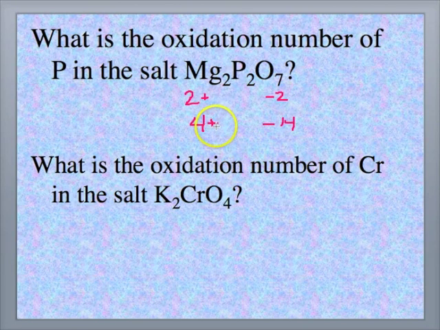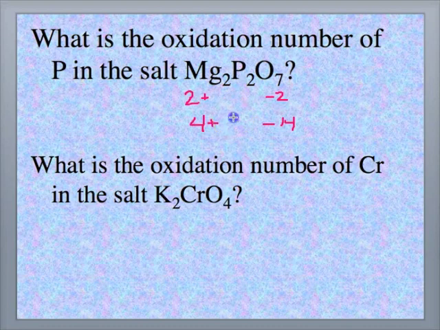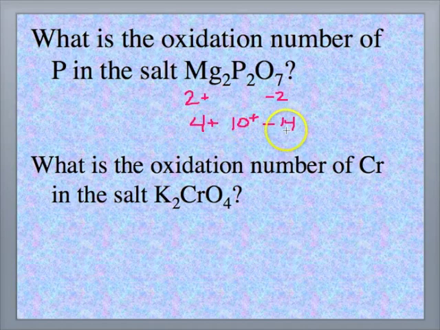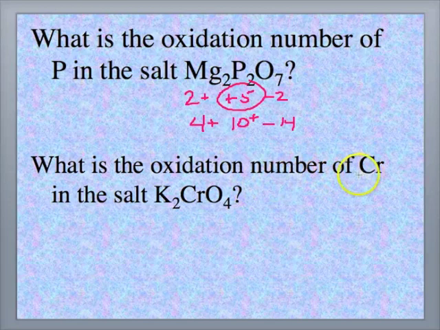That means that for this to add up to 0, the 2 phosphorus elements together have to be 10 plus, because 4 plus and 10 plus add up to 14 plus to counteract the -14 of oxygen. So each phosphorus is going to be a +5, and that is the oxidation state of phosphorus in this compound.